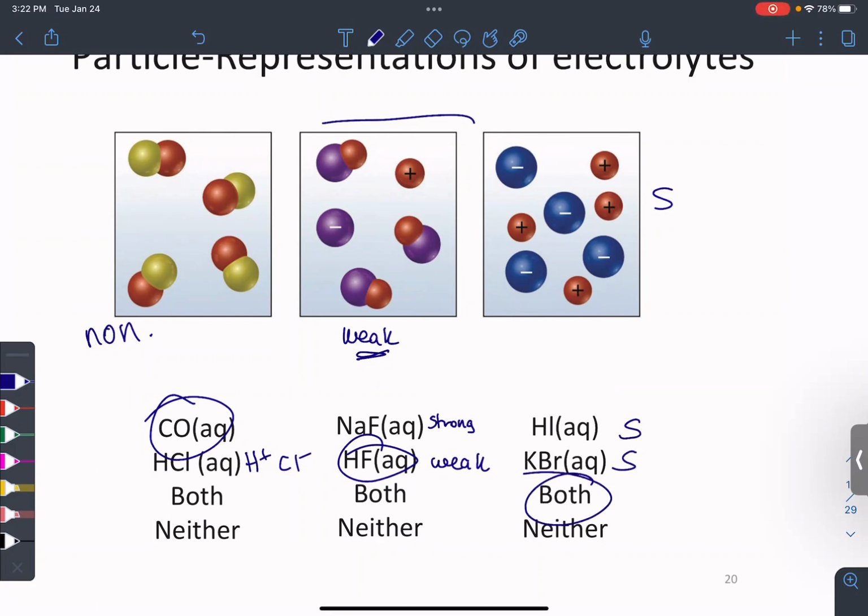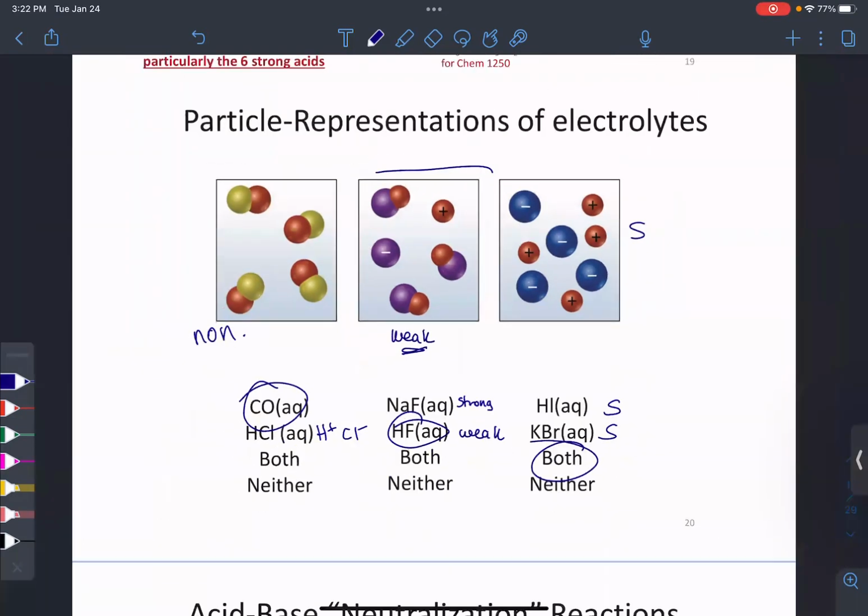Okay. So that's how we relate conceptually, on a particle level, what we're seeing here. Because don't all these look like water? But we see very different properties based upon what substance we're dissolving and what kind of electrolyte it is, based upon its composition.